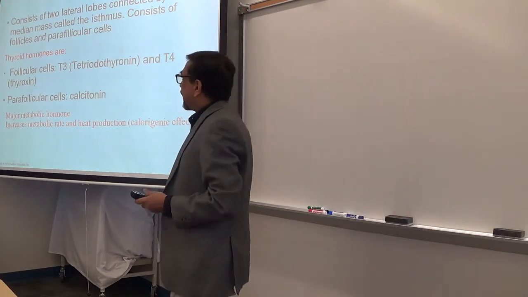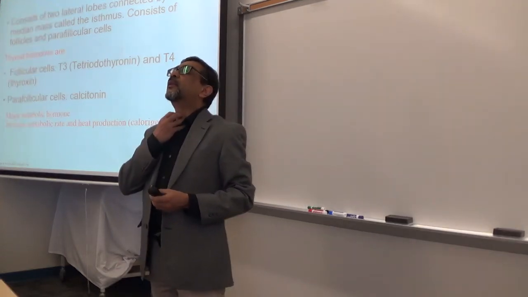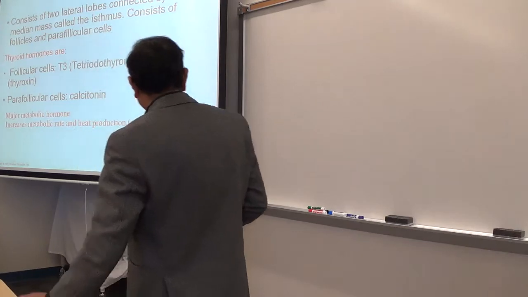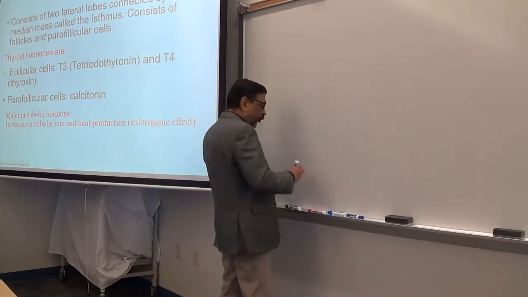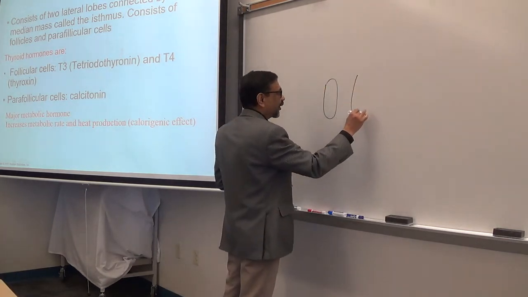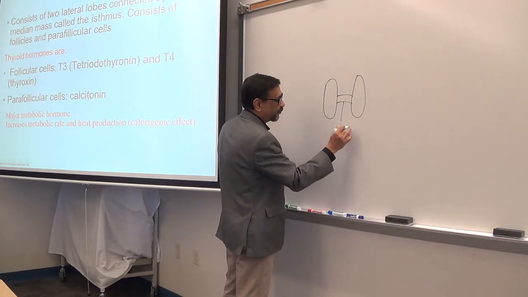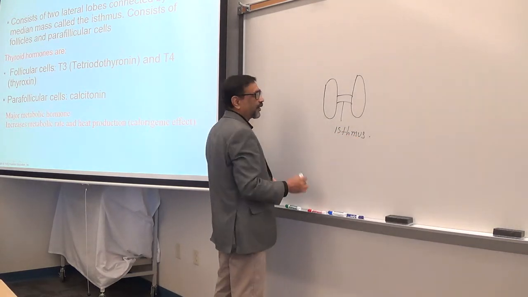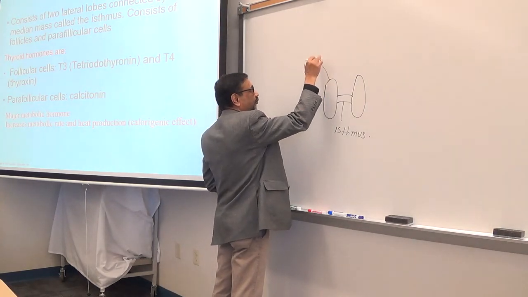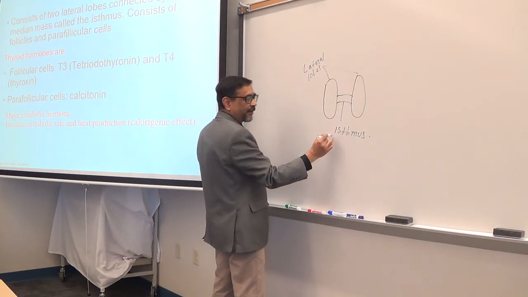One important endocrine gland is the thyroid gland, located at the lower part of your neck, in the front of the neck. The thyroid gland has two lateral lobes like this, and they are connected by the isthmus. So, two lateral lobes connected by an isthmus.